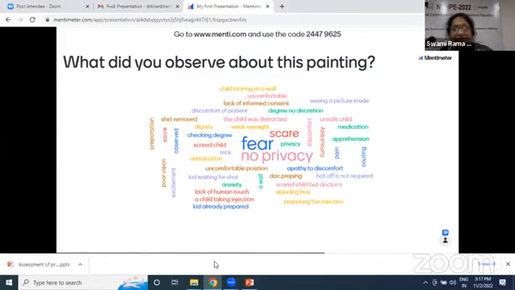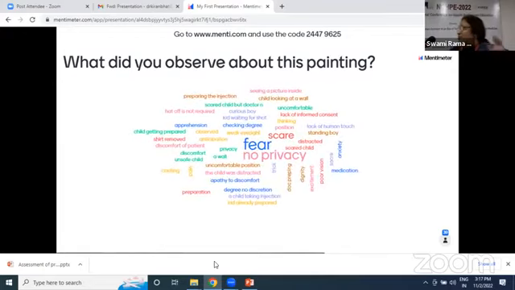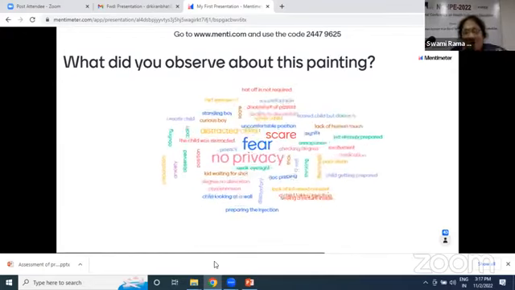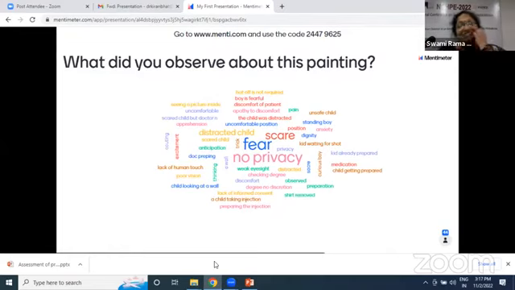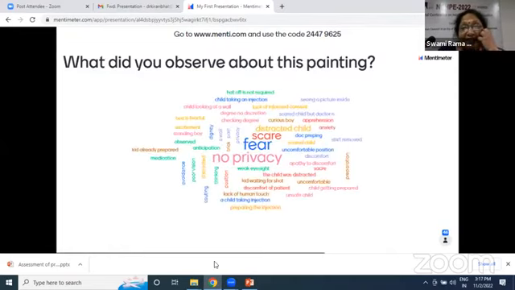So one picture can evoke different responses. I mean, there's no correct answer. There's no right, wrong answer here. Your answer is correct, whatever it is. Somebody says it's an uncomfortable position to give an injection. I didn't think of that when I first saw it.